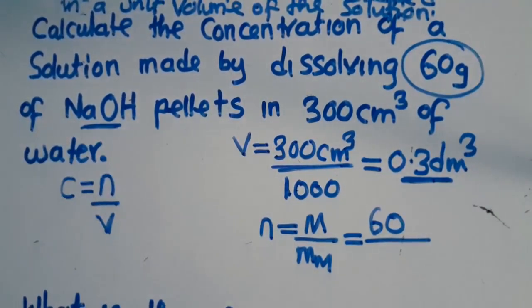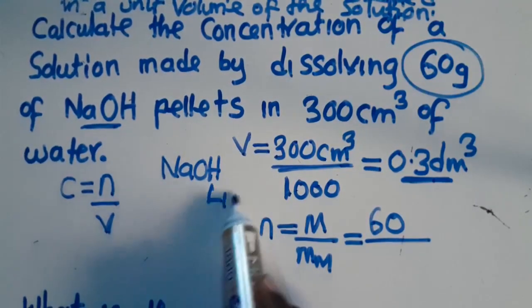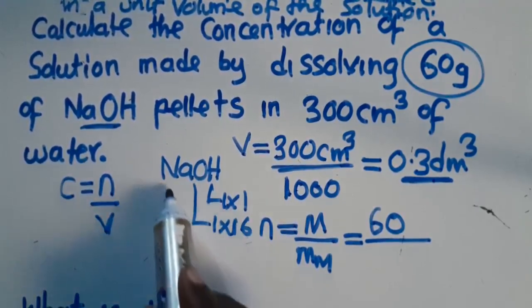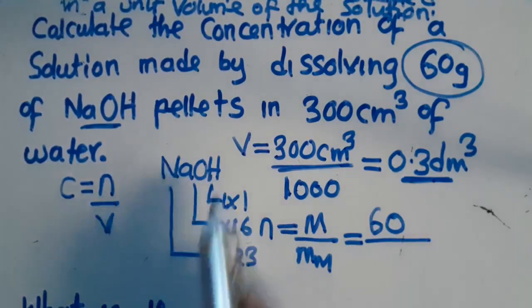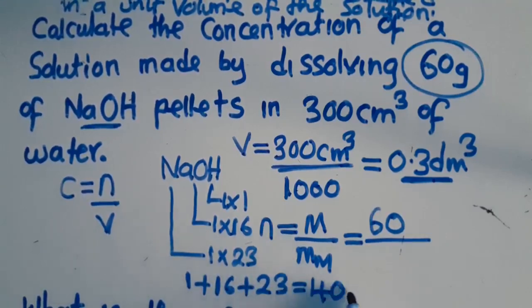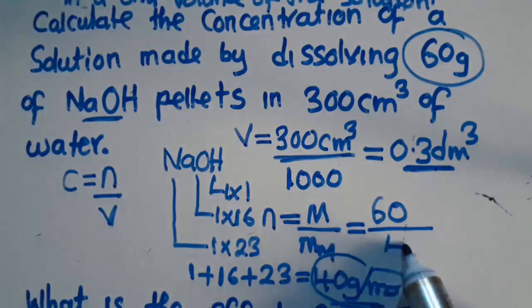This is sodium hydroxide. So how do you calculate the molar mass? This is 1 times 1 for hydrogen, 1 times 16 for oxygen, and 1 times 23 for sodium. So 1 plus 16 plus 23. What answer are you going to get? You're going to get 40. So this is 40 grams per mole. This is the molar mass. So this is how we calculate the molar mass. After calculating the molar mass, you put it there like that.